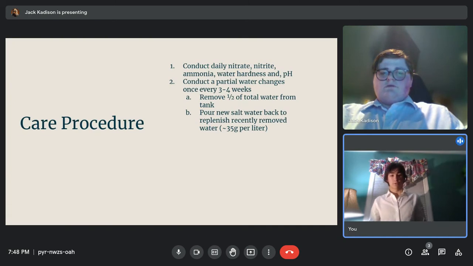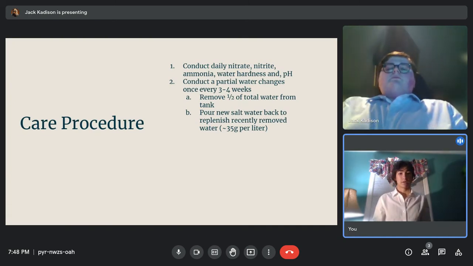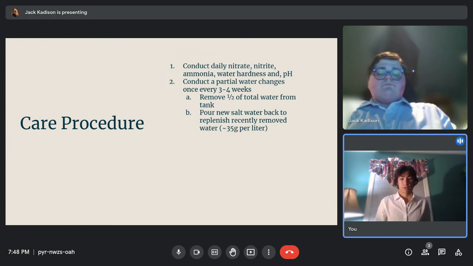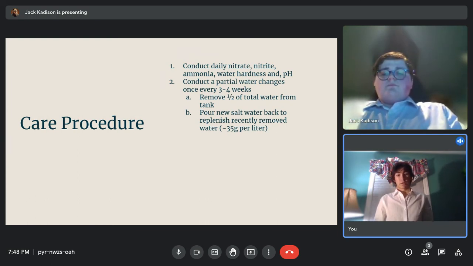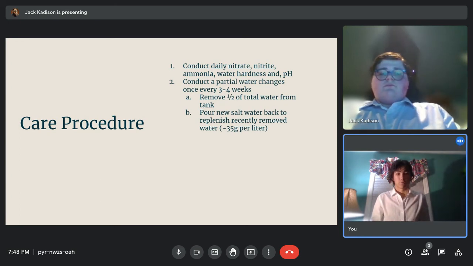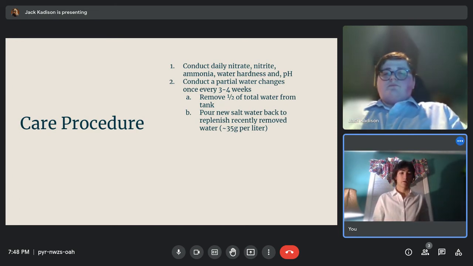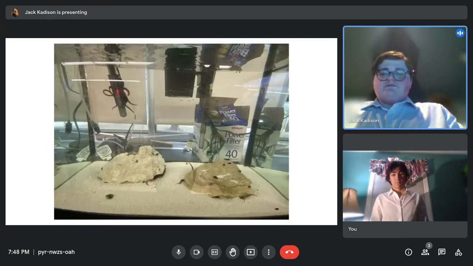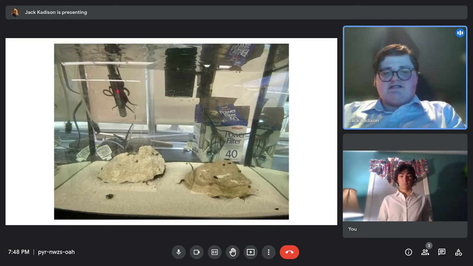Our care procedure included a daily chemical test of nitrates, nitrites, ammonia, water hardness, and pH. We conducted a partial water change every 3 to 4 weeks, where we remove almost half the water from the tank and pour new salt water back to replenish the water and remove contaminants. In this picture, you can see the habitat that we set up for the brittle stars.